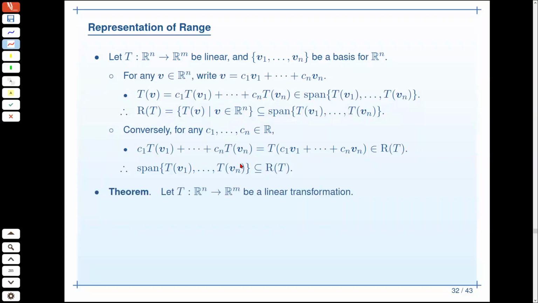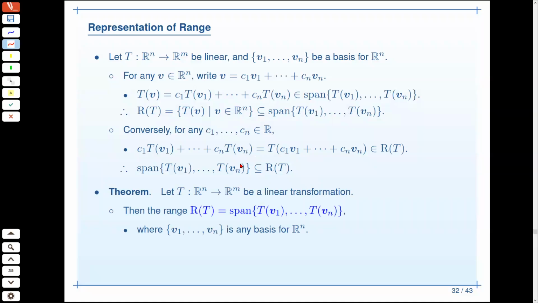So here is the result. Suppose T is a linear transformation, then the range is a subspace of the Rm. To be more precise, it is the span of the TV1, TV2, TVN, where the V1, V2, Vn is any basis. In particular, you can use the standard basis, but any basis will do. So the range is always a subspace.